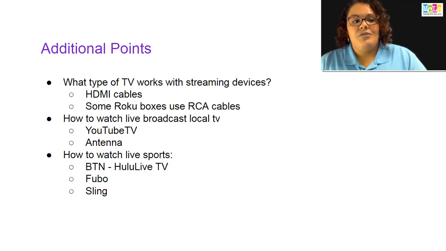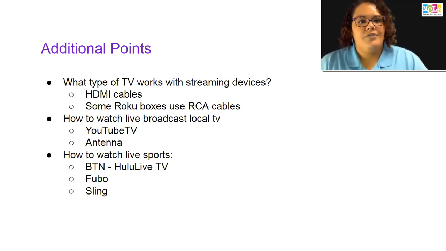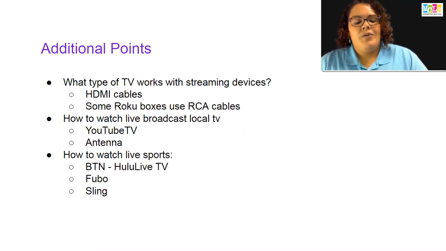You can use the HD TV antenna, but also YouTube TV has a lot of local live broadcast shows. And if you want to watch live sports, there's BTN on Hulu Live TV, and then the Fubo I was talking about, and then Sling has the live sports when they come back on.